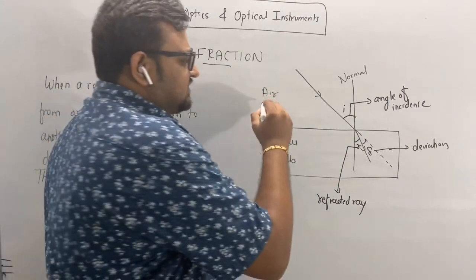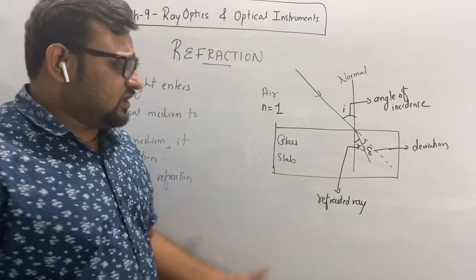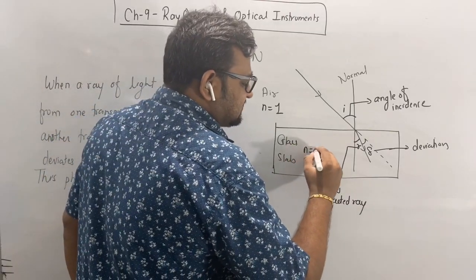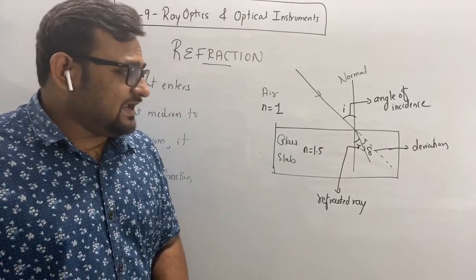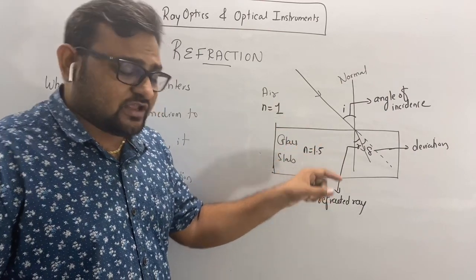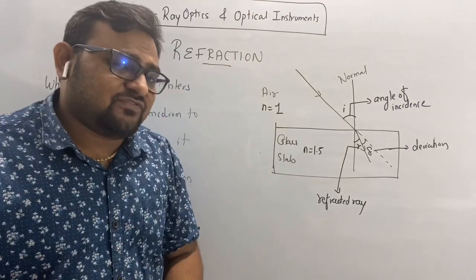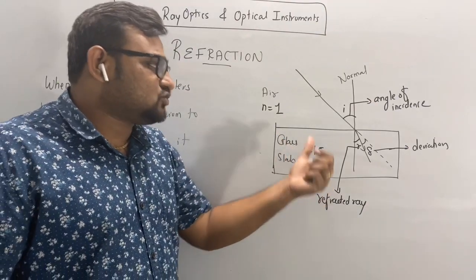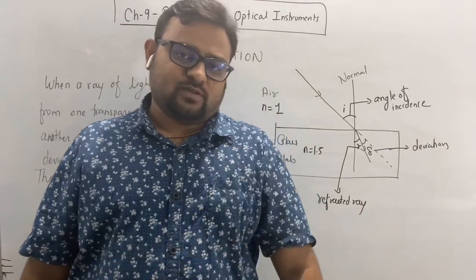So the refractive index of air is 1. For a glass slab, if you take pure glass, then its refractive index is 1.5. So what is happening? It enters from lower refractive index to higher refractive index, so it is bending towards the normal. But if the ray enters from glass to air, then it will bend away from the normal.